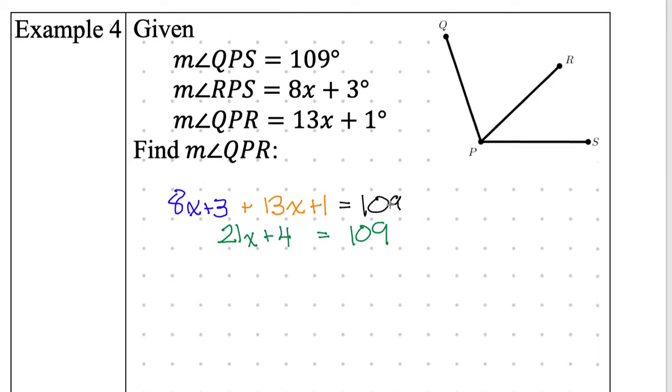Monse again. Oh, I helped. No, you didn't. Wait, okay, you subtract 4 from both sides. I did help you. And you get? And you get 21x equals 105. I can't. I'm dyslexic. 21x equals 105.